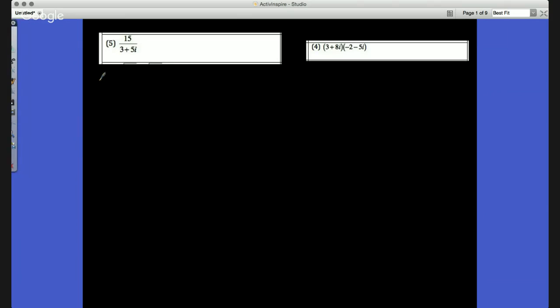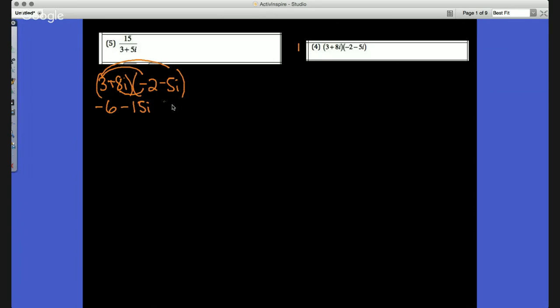All right, the next one is 3 plus 8i multiplied by negative 2 minus 5i. That's number 4 over here. Just like we did before, we're going to distribute 3 times negative 2 and 3 times negative 5i. Make sure you distribute. So we would get negative 6 minus 15i.